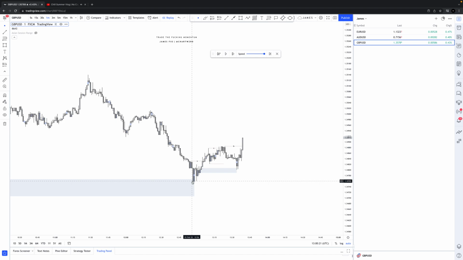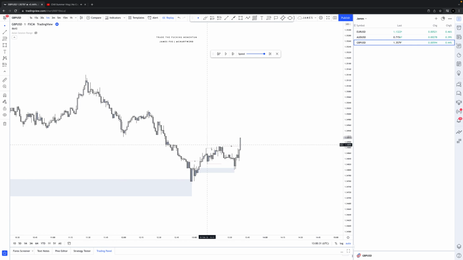Okay, so we tap him, right? And I wouldn't really be taking this trade here because, as I say, I'll be waiting for that low to be taken out. But as I mentioned previously, once order flow kicks in, then I will adapt and take the entries.